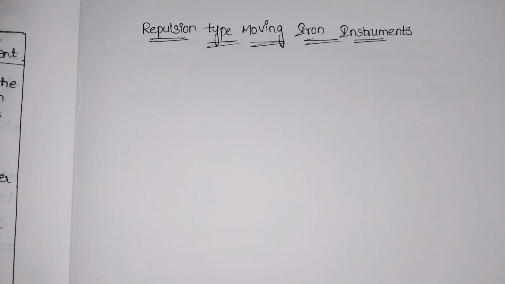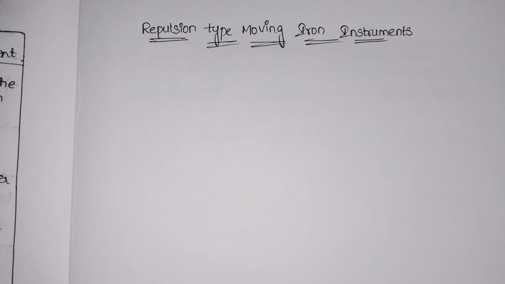Repulsion type moving iron instruments are used for both AC and DC measurements. In these instruments, when current flows through the coil, the two vanes, that is fixed vane and movable vane, are magnetized and same polarities are induced in them, which results in a repulsion force between them.